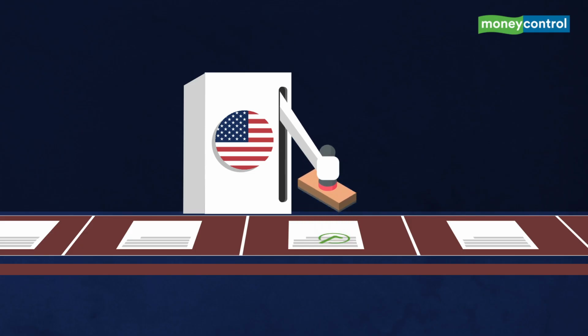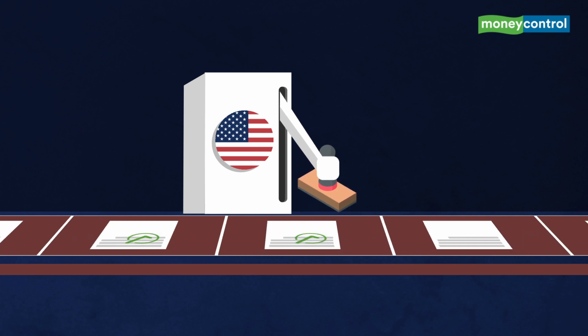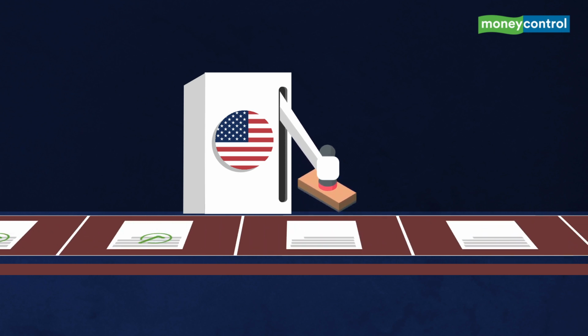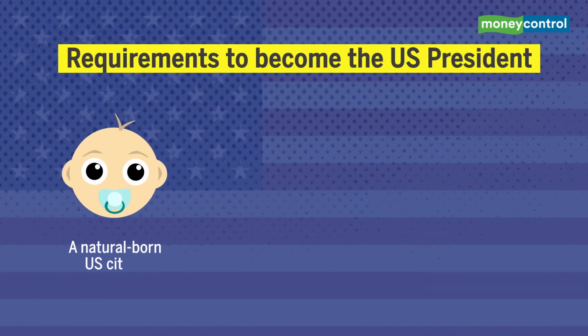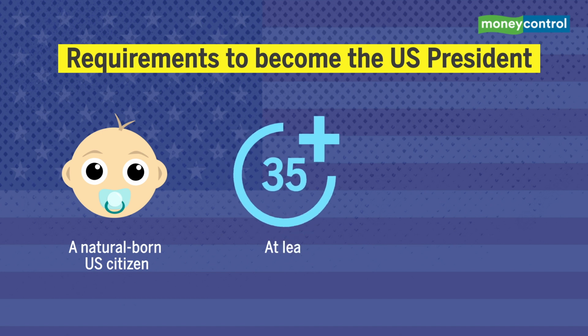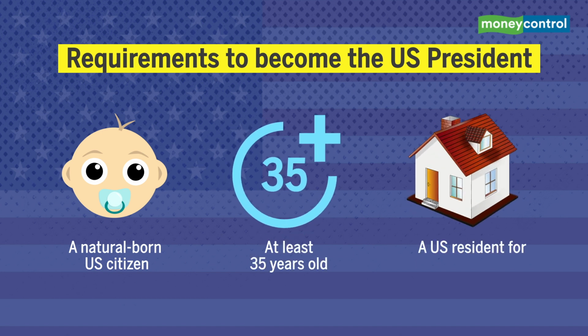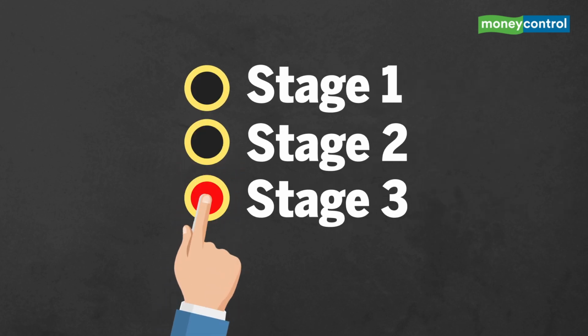A presidential candidate must meet three basic qualifications laid down by the US Constitution to run for office. He or she must be a natural-born US citizen, at least 35 years old and a US resident for at least 14 years. The elections are held in three stages.